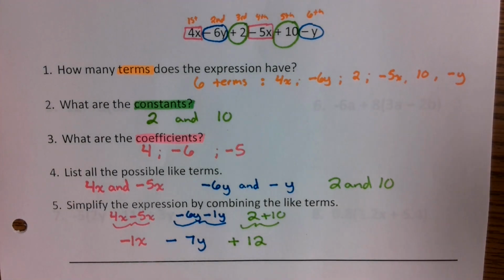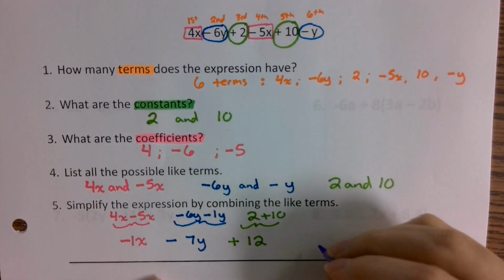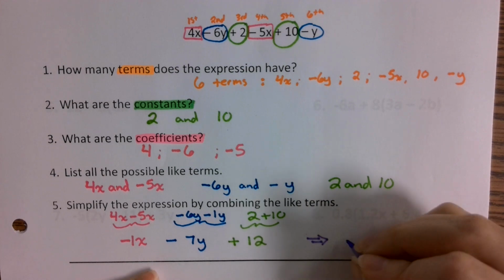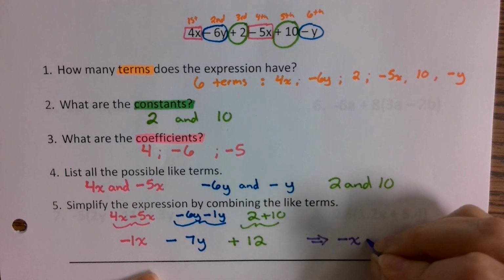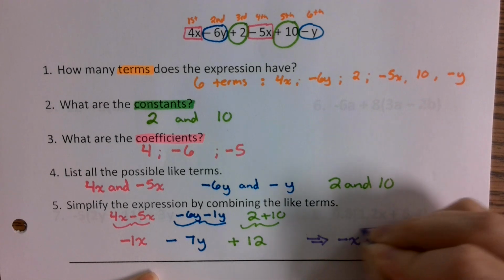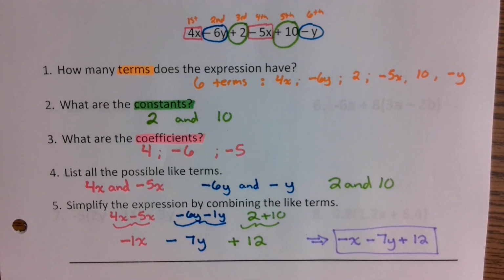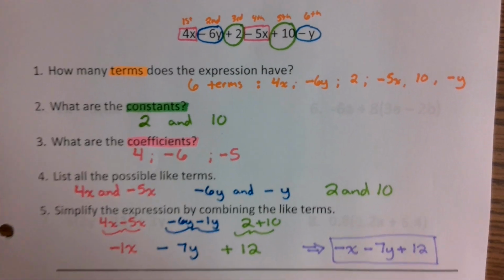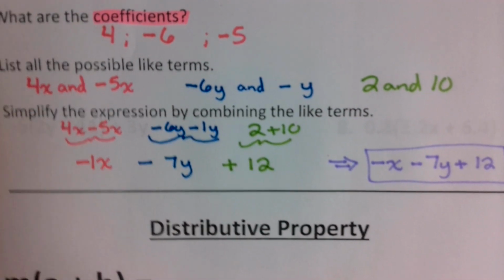Okay, so if I write the whole thing without writing the 1 for that coefficient, I could just write negative x minus 7y plus the 12. And that would be my final answer. Negative x minus the 7y plus the 12.